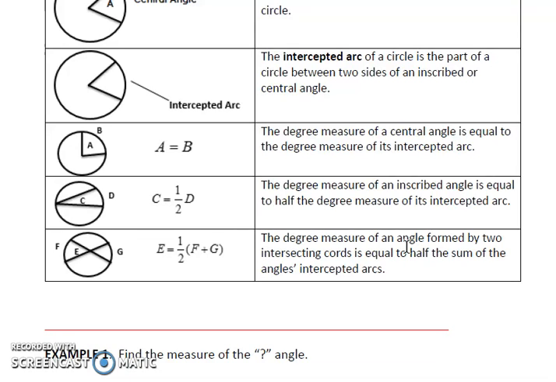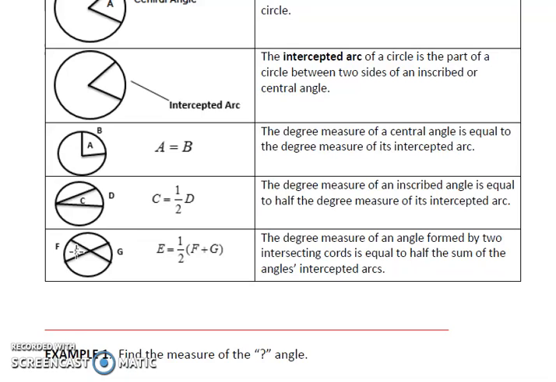The degree measure of an angle formed by 2 intersecting chords is equal to half the sum of the angle's intercepted arcs. Okay, so here we have 2 intersecting chords of a circle. And then what this is saying is the degree measure of an angle, right here, this is an angle formed by the intersection.